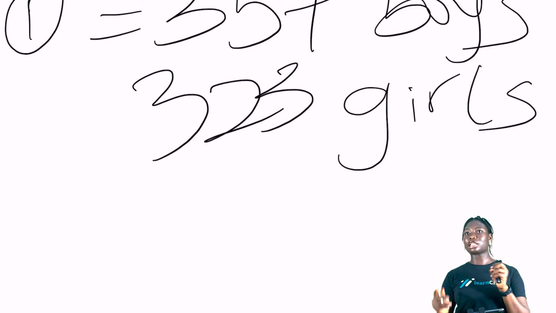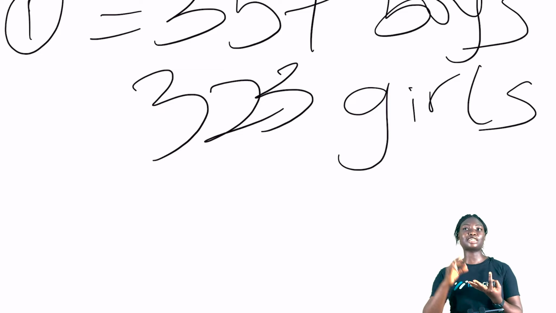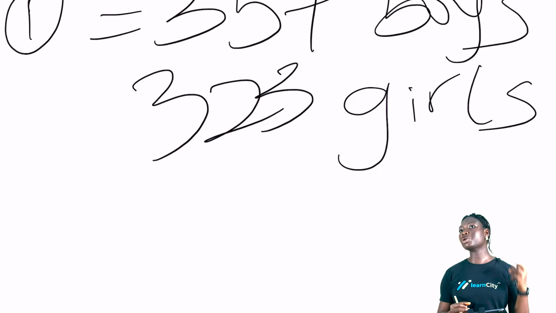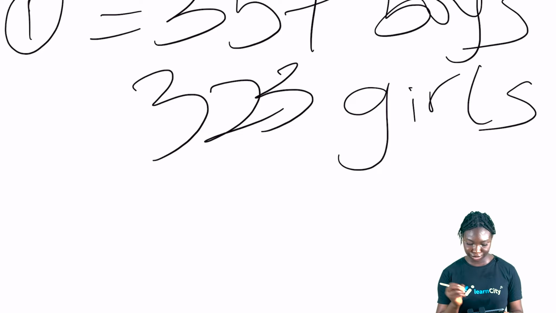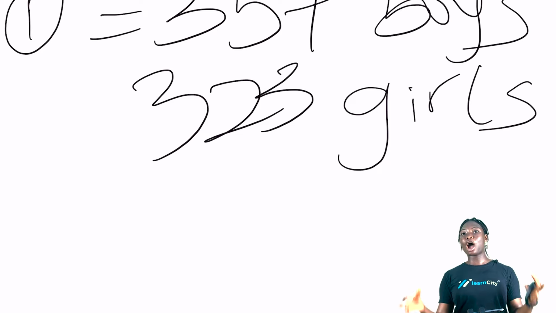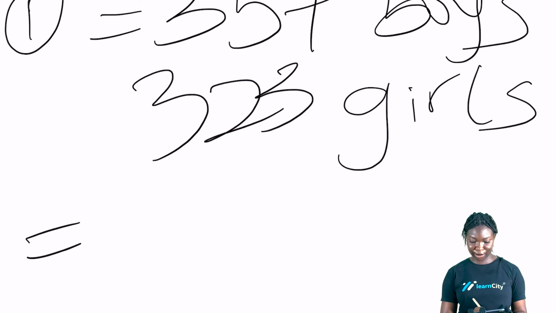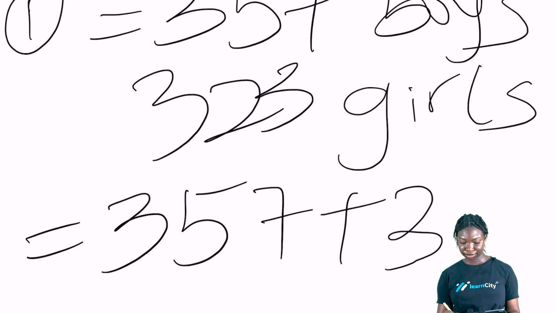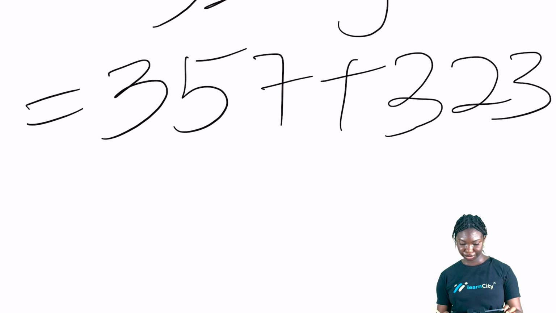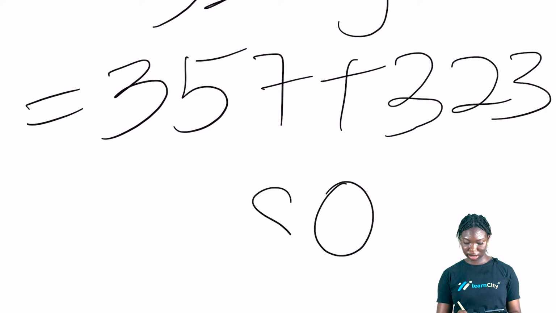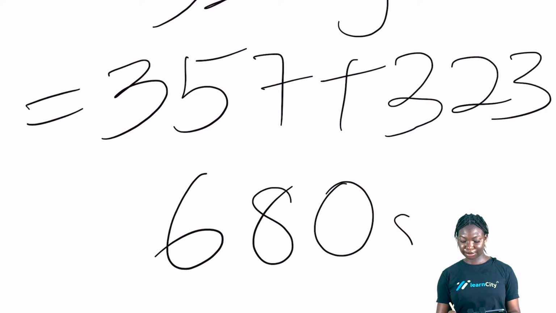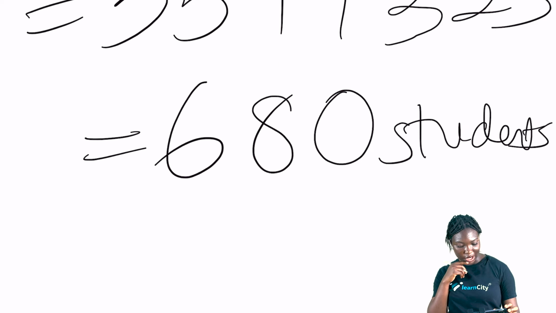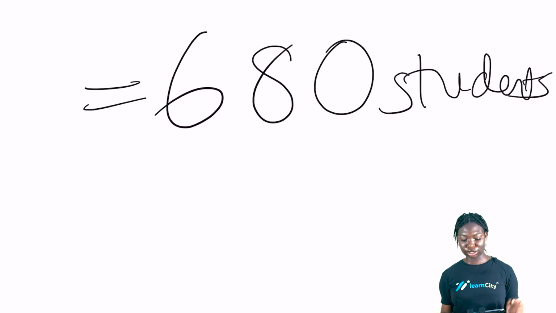Now, we know that the total number of girls is 323. So what do we do? We are going to add the total number of students together. So we have 357 plus 323. So we have 680 students in total.